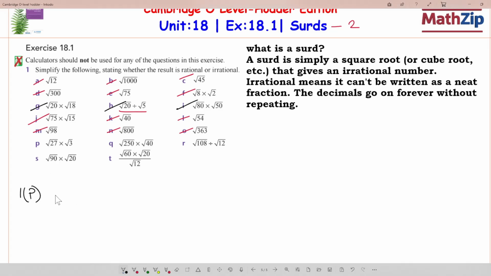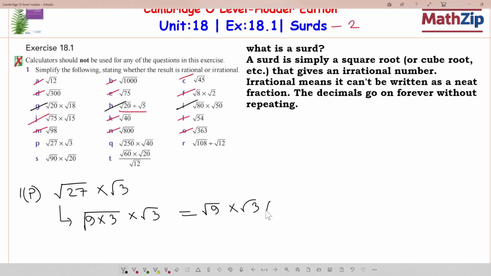P. Here is root 27 times root 3. Look, this root 27 we can write as 9 times 3, so it's root 27 times root 3. So this one we can write root 9 times root 3 times root 3. So root 9, it means what? 3, and root 3 times root 3 also 3. So our answer is 9.